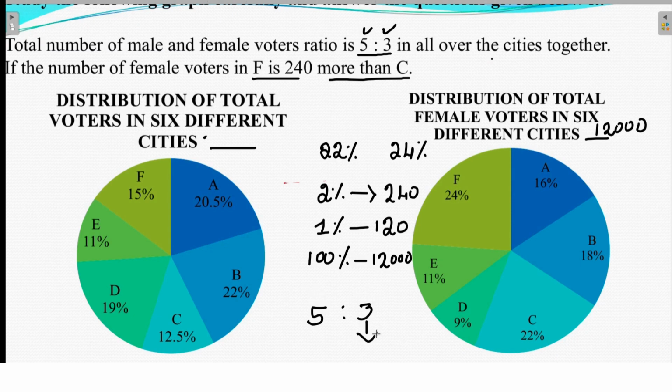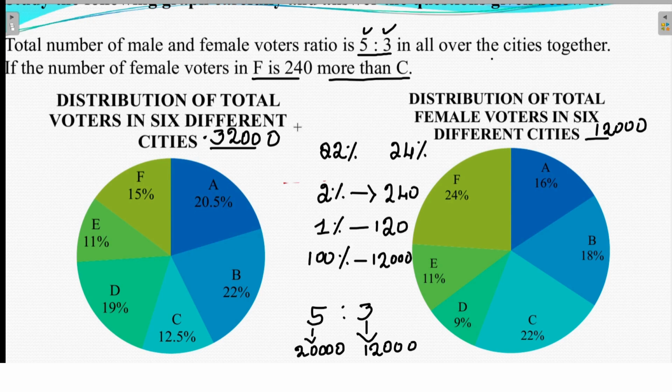So 3 parts is equal to 12,000. Then I can find out 5 parts is equal to how much? 1 part is equal to 4,000, 5 parts is equal to 20,000. So total males are 20,000, total females are 12,000, which means total voters will be 32,000. So from this data, before solving questions, we can find out this number.